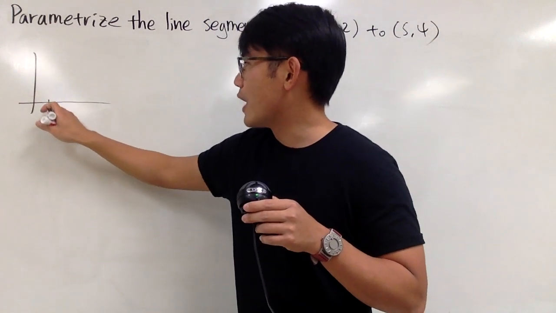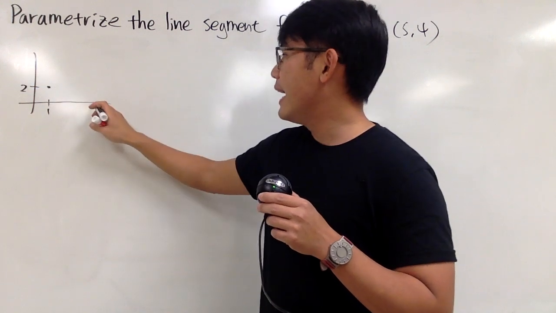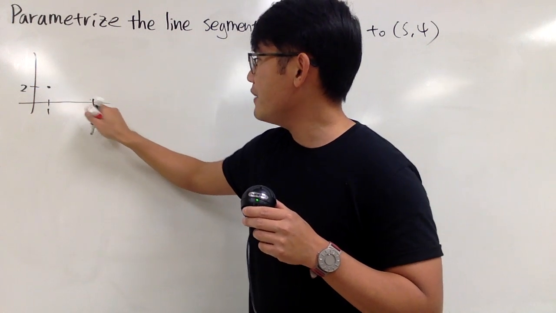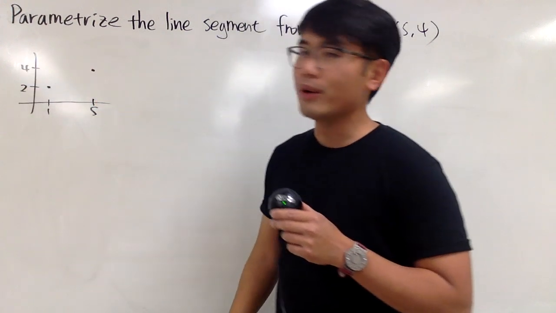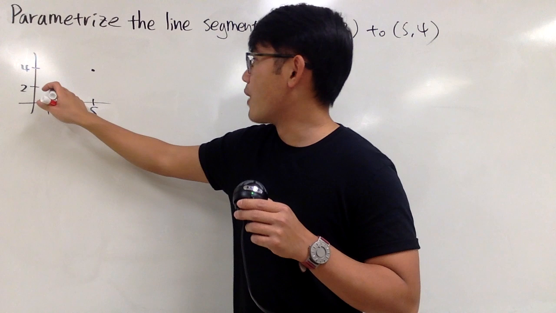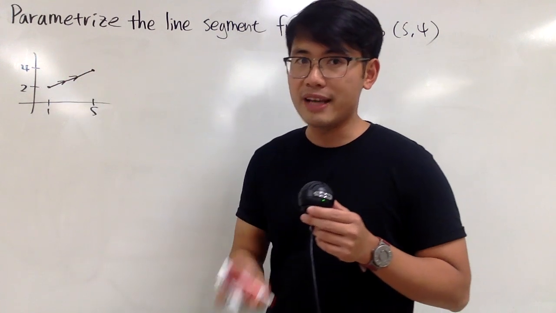So let's say right here we have 1, and this is 2. So this is our starting point. And let's say this right here is my 5, and this right here is my 4. So this is my second point. And we are going to go from here to here. So let me draw some arrows right here for you guys.